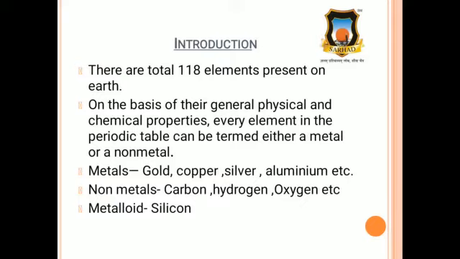Silicon is the metalloid which is used in preparing chips. You know there is a computer chip, a phone chip, and inside it you put cards, memory cards, SIM cards and so on. So these chips are made up of silicon. Okay. So here we have a brief description and the introduction about the meaning of elements and various types of it also.